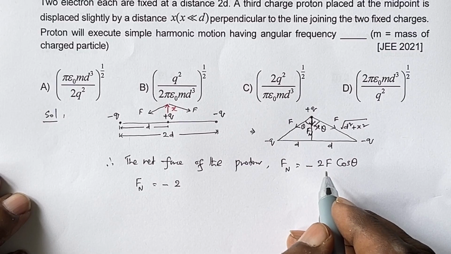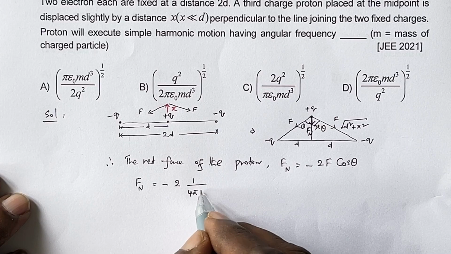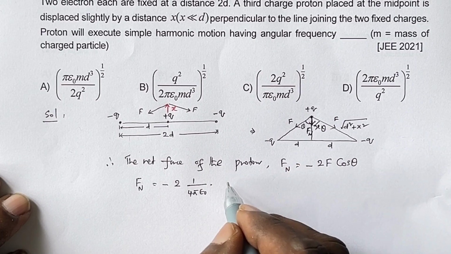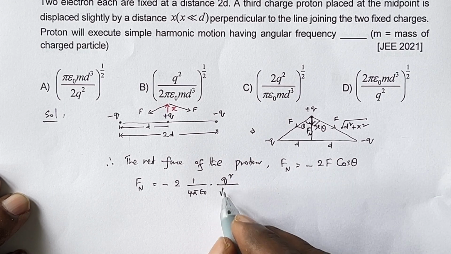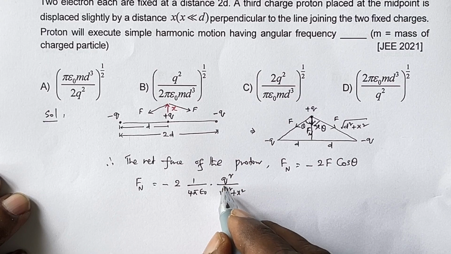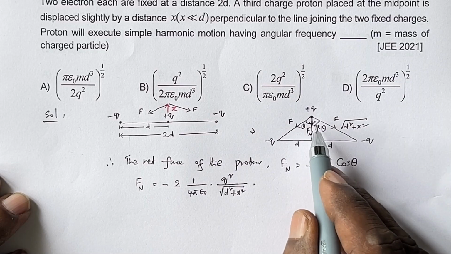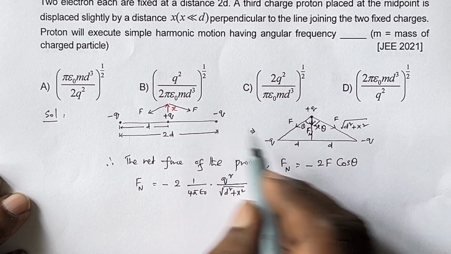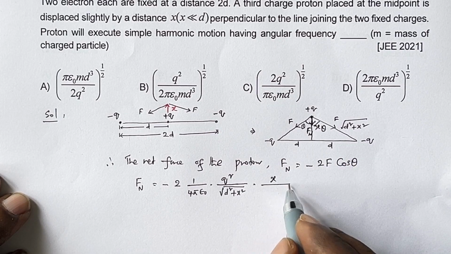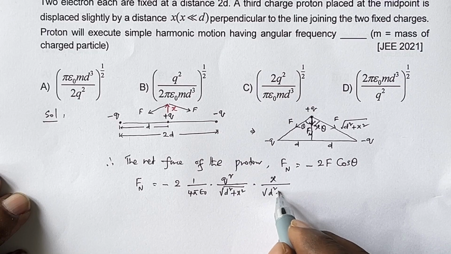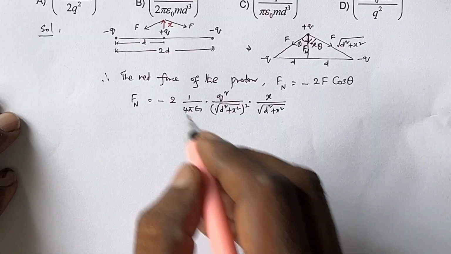F is K Q1 Q2 by R square. So K value is 1 by 4 pi epsilon naught, Q1 Q2, both are Q only, Q square, by the distance between them, which is root of d square plus x square, into cos theta. Cos theta formula is adjacent side by hypotenuse. Adjacent side is x, right? The x distance we have displaced, so x by root of d square plus x square. Here this is whole square. 2 ones, 2 twos.